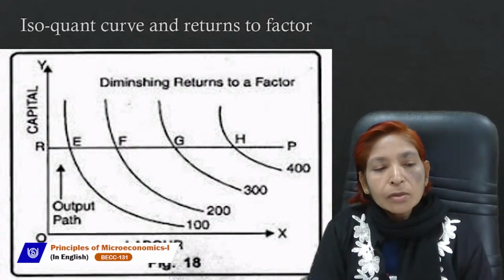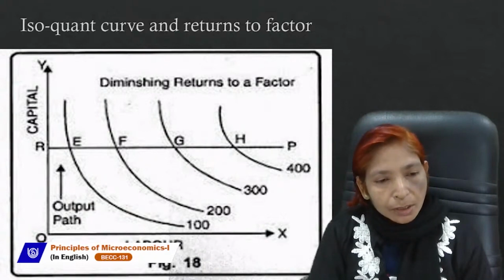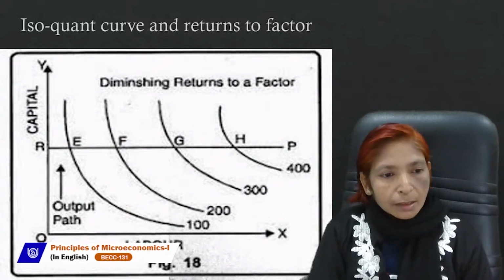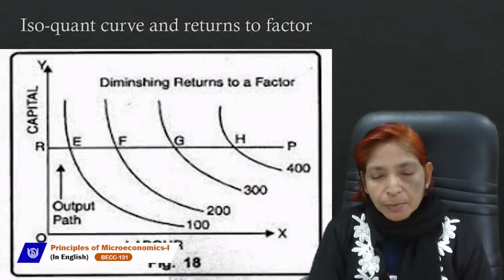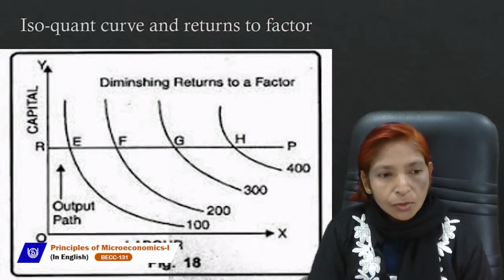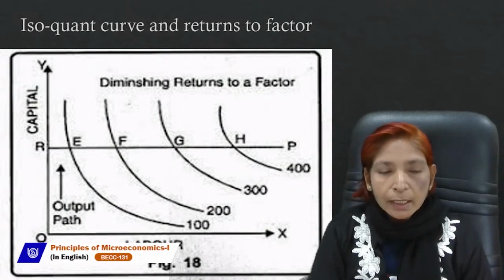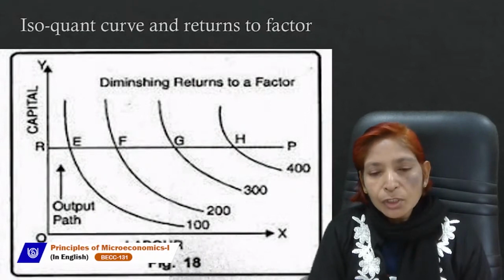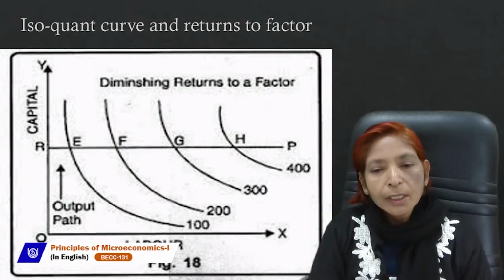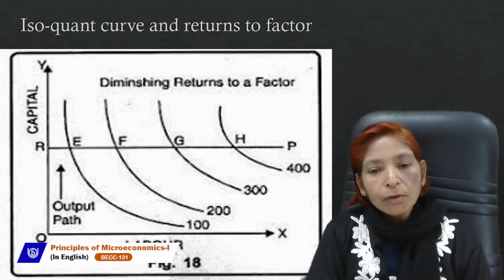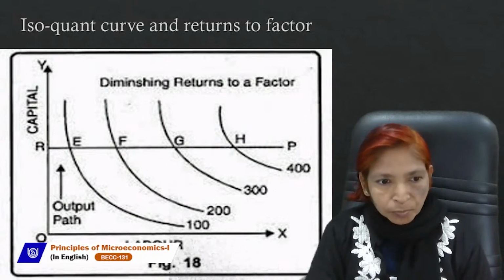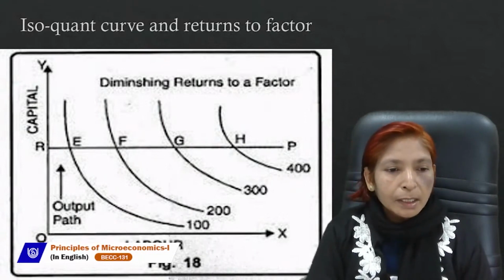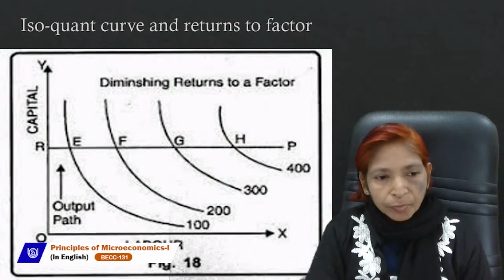And the isoquant curve is always convex to the origin from left to right. There are four isoquant curves shown here. Isoquant number one shows 100 units of output. The second isoquant curve shows 200 units of output. The third isoquant curve shows 300 units of output. And the fourth isoquant curve shows 400 units of output. Here the equilibrium points are E, F, G and H.